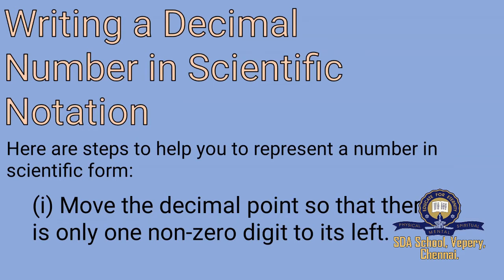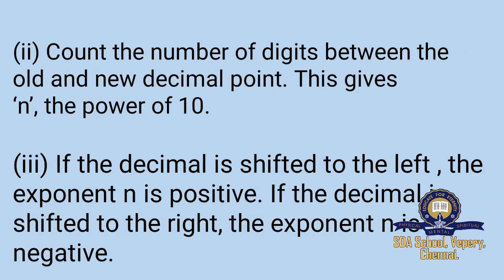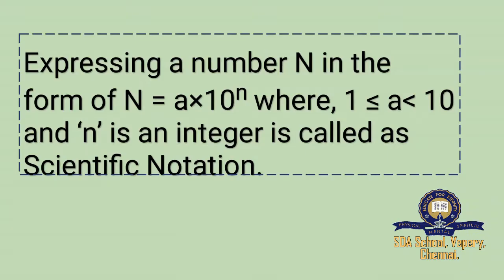Here are a few steps which will help you to represent a number in scientific form. First of all, you have to move the decimal point so that there is only one non-zero digit to the left. Then you have to count the number of digits between the old and new decimal point. This gives n, that is the power of 10. Then if the decimal is shifted to the left, the exponent n is positive. If the decimal is shifted to the right, then the exponent n is negative. This is how you have to express a scientific notation.